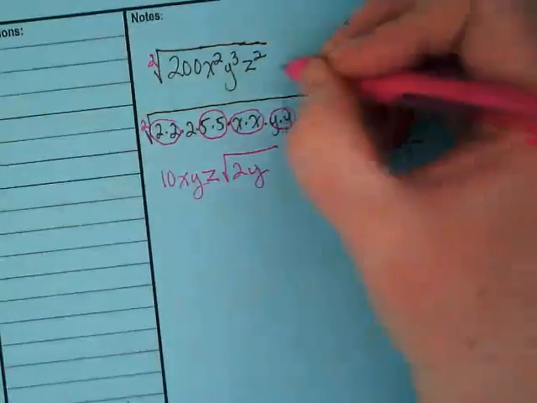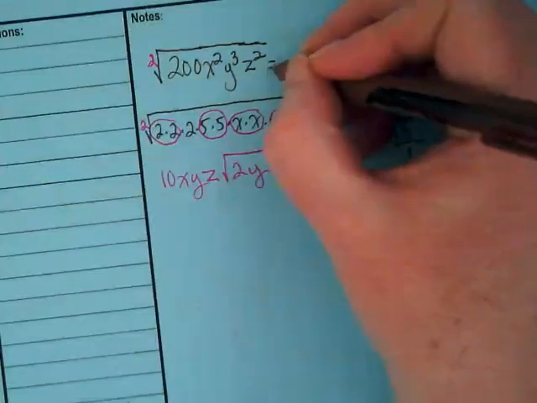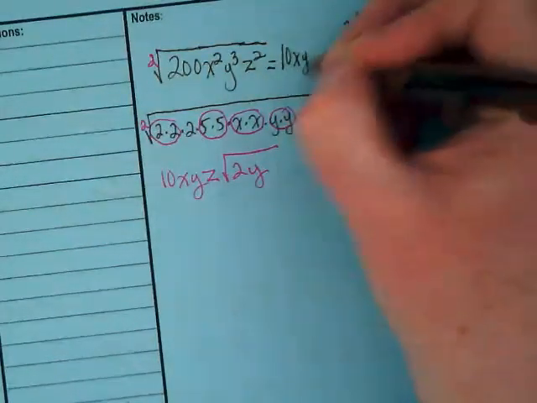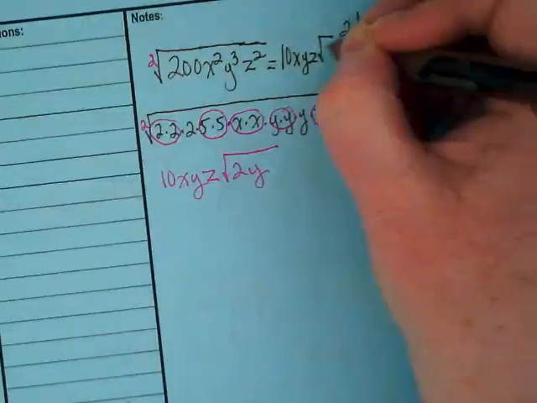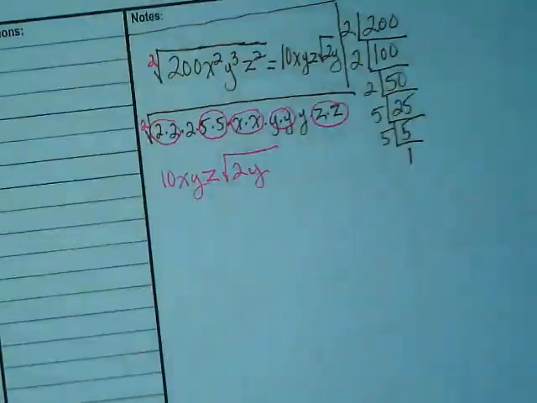So when I come back up here, this original equals 10xyz times the radical of 2y. And it's okay to still leave.